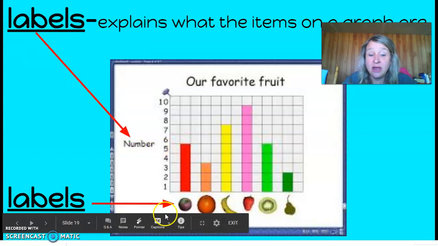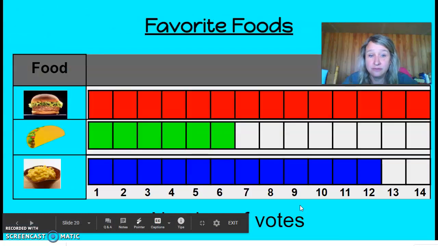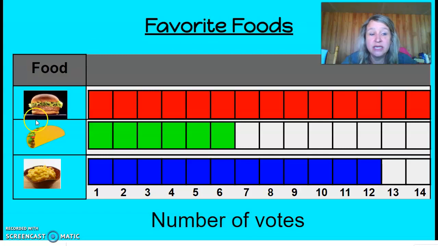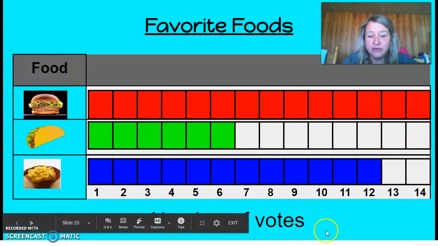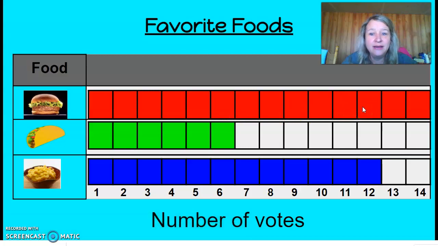Labels tell you what the items on the graph are for. And we made a bar type graph using favorite foods. Our title is favorite foods. Our labels are foods and number of votes. And then we used the bars to tell us how many votes each food got.